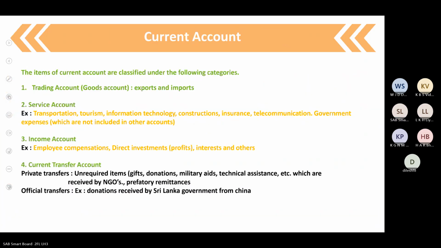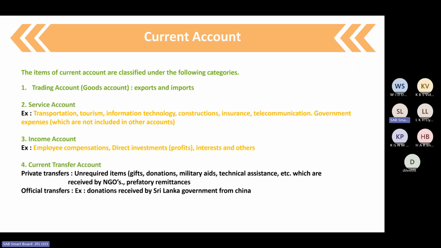Starting from the current account, there are mainly 4 parts: the trading account, service account, income account, and current transfer account. Please read this. This is just to have an understanding. You don't need to memorize these things. Just understand the composition.